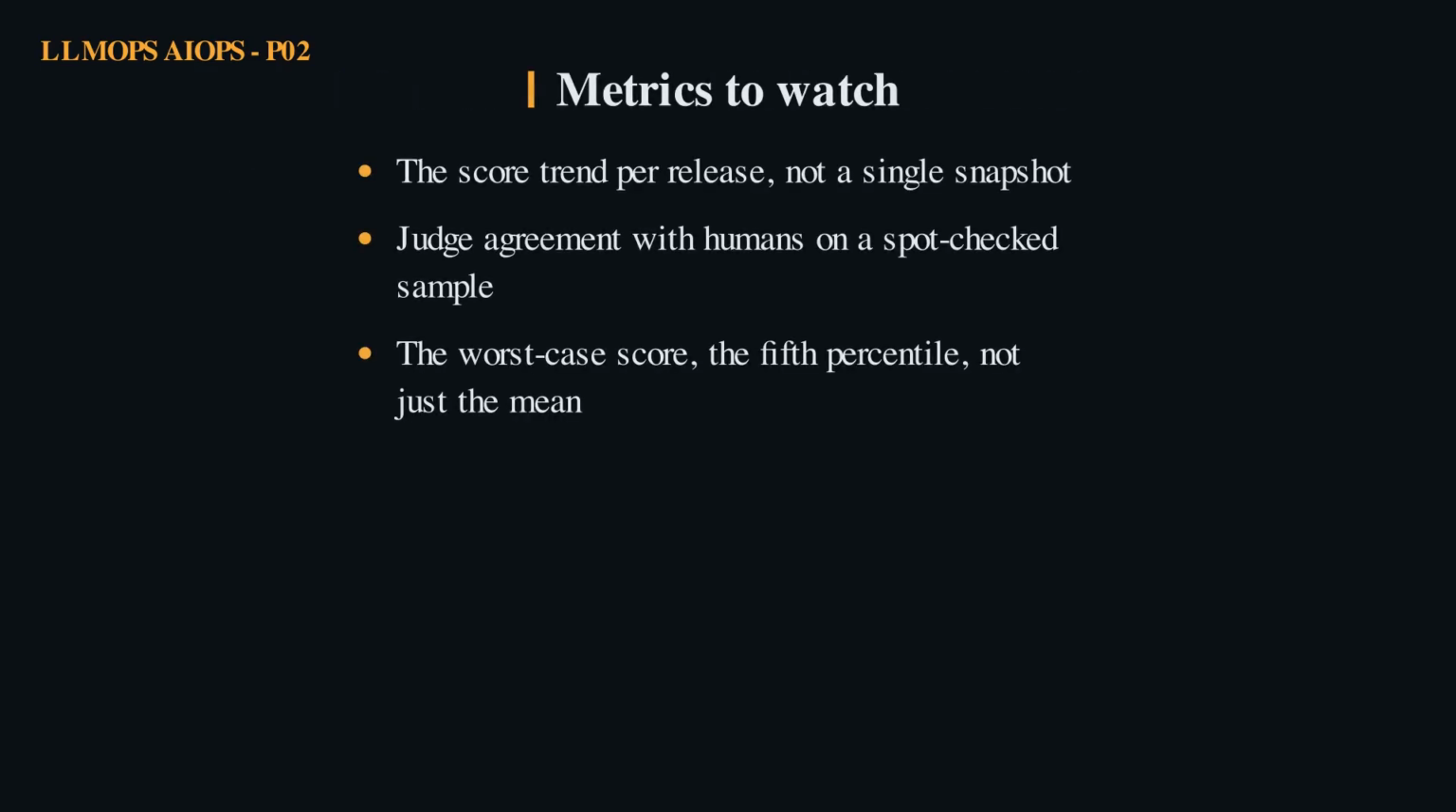Put the right numbers on your evaluation dashboard. Track the score trend across releases so you see direction, not just a snapshot. And periodically check your judge against a few human labels to confirm it still agrees with people. Most importantly, watch the 5th percentile, your worst cases. A great average with an ugly tail is exactly the profile that produces embarrassing screenshots.